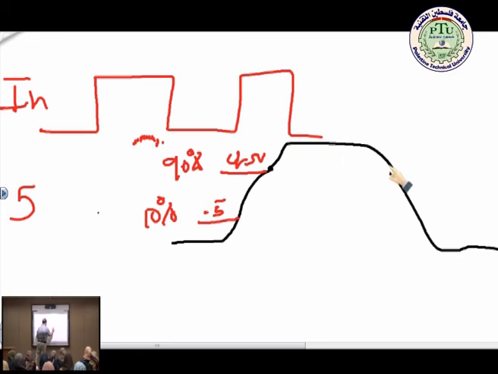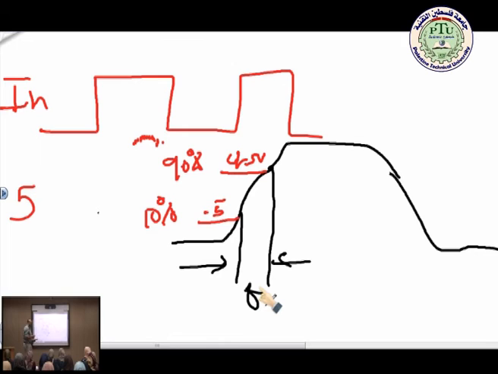I'm exaggerating. So basically, the rise time is the time that goes from low to high, or raising time. The fall time is the same thing, from 90% down to 5%, up to here let's say. Okay, so that is my falling time.